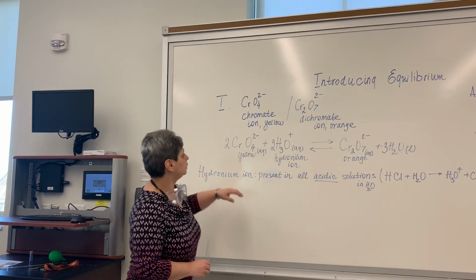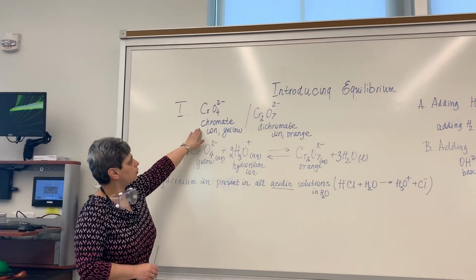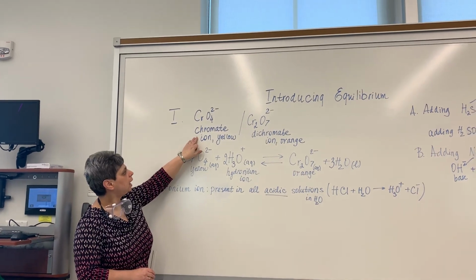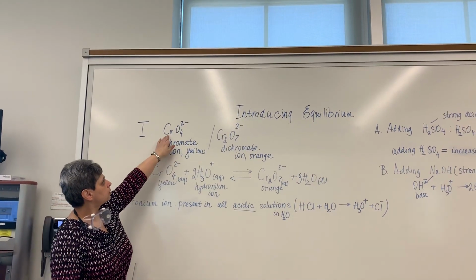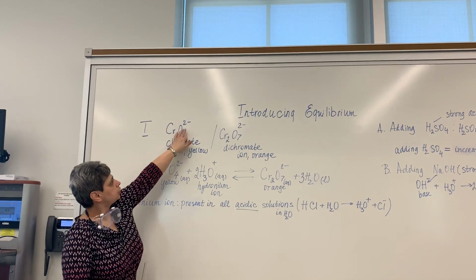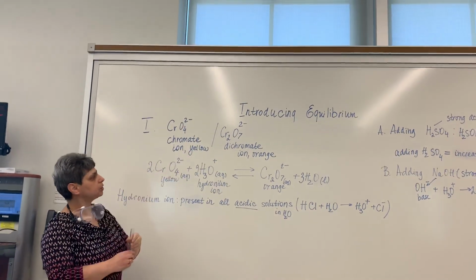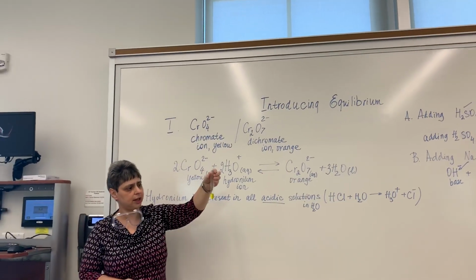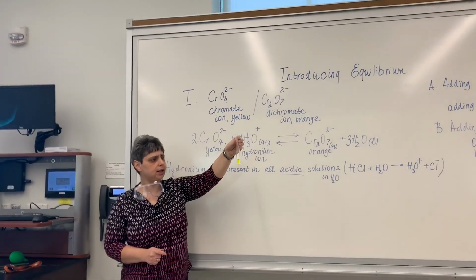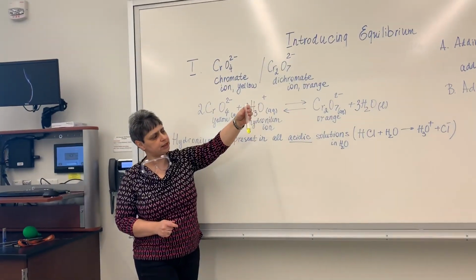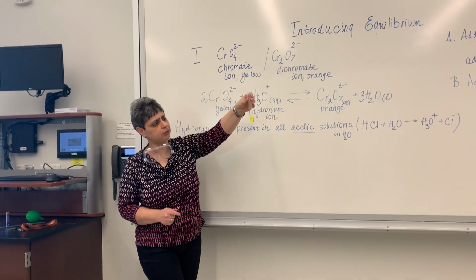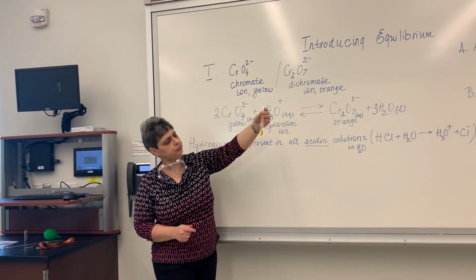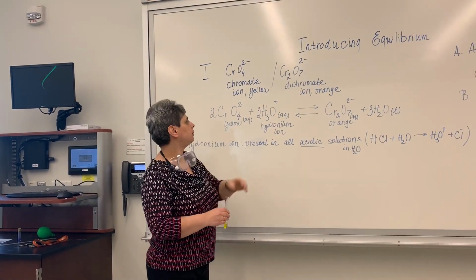The first part involves the equilibrium between what's called a chromate ion. It's an ion whose formula is CrO4 2-, and it happens to be yellow. So right here I have some potassium chromate in this test tube, and you can sort of see it's yellowish, a little bit with a green overtone to it, I would say.